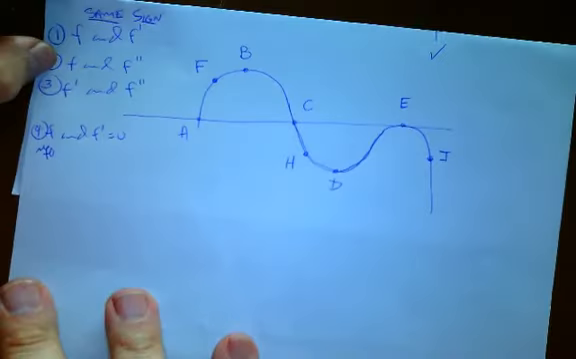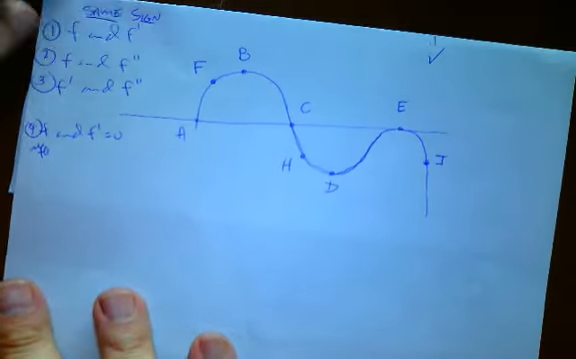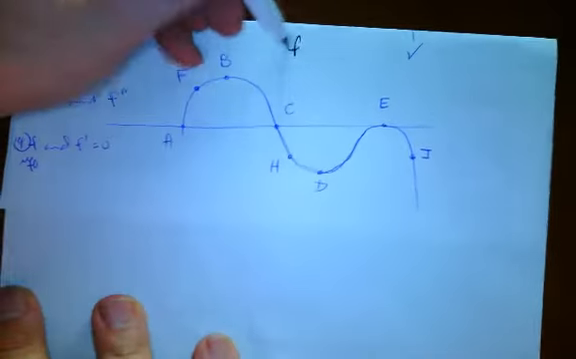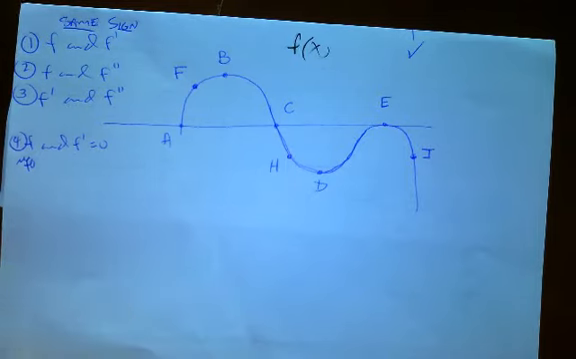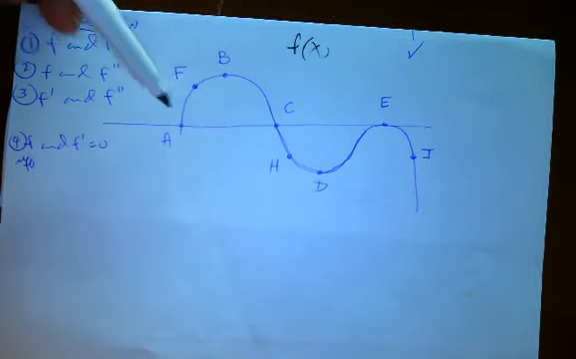We're given a graph here of, I believe this was f prime of x. No, this is a graph of f of x. I'm sorry, this is f of x. And we're asked, when do f and f prime have the same sign? So f and f prime have the same sign.